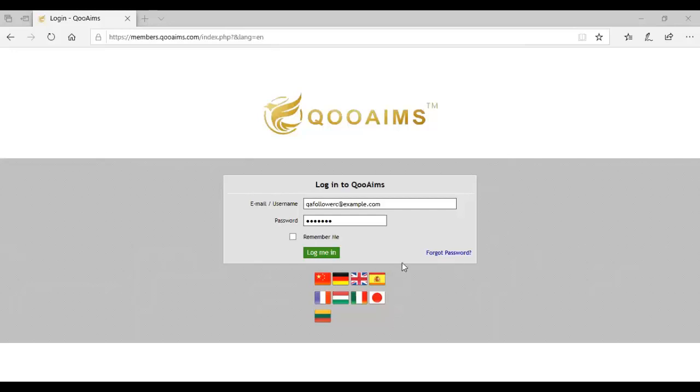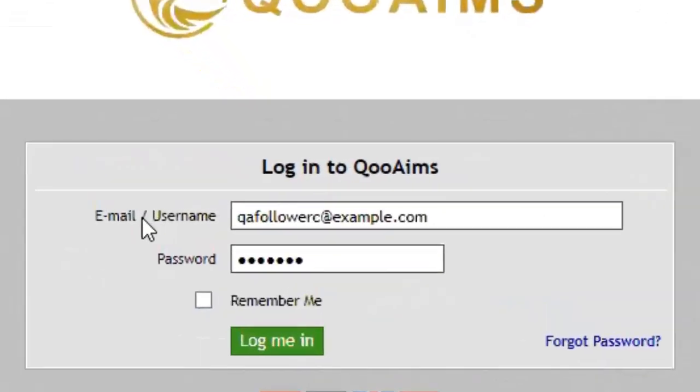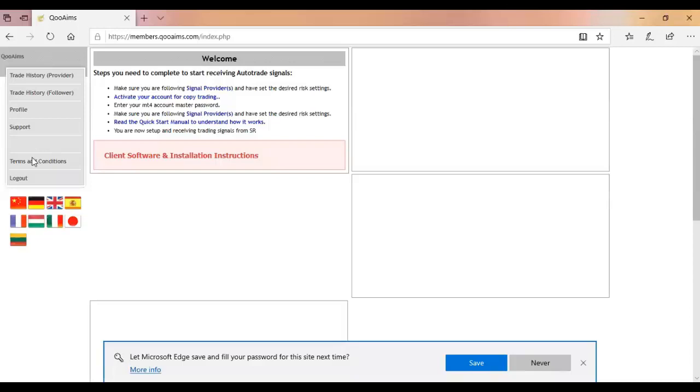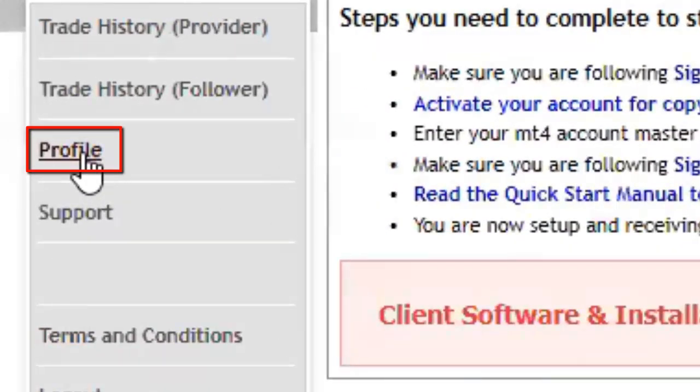You have now come to the members Qooaims site. So you can key in your email address and then your given password. You can always tick remember me to save this password. When you log in, you can read the instructions and then go on to the profile site.